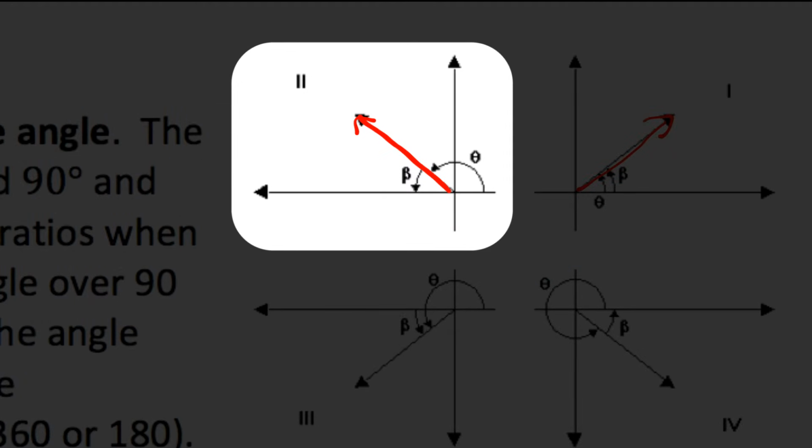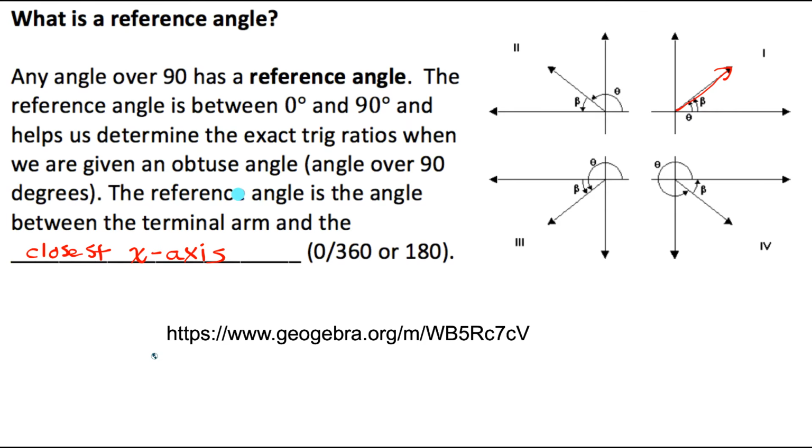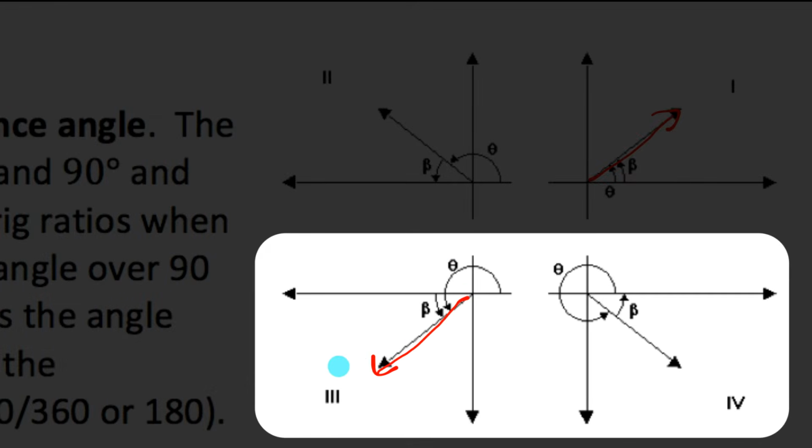If our terminal arm is in quadrant 2, theta, the principal angle, would be that angle right there. Beta would be the reference angle, which is the angle between the closest x-axis, which happens to be here, and the reference angle. So it would be this angle inside here. And hopefully you can see in the next 2 diagrams as well, the reference angle is always the angle between the terminal arm and the closest x-axis.